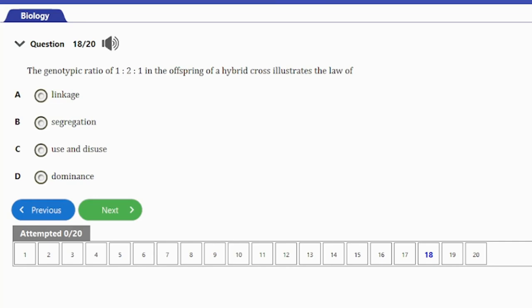It says the genotypic ratio of 1:2:1 in the offspring of a hybrid cross illustrates the law of A, linkage, B, segregation, C, use and disuse, D, dominance. So guys, the answer to this question is option B, and that's segregation. And that's Mendel's law, and the law states that during the formation of reproductive cells, that's gametes, pairs of hereditary traits for a specific trait separate so that offspring receive one factor from each parent. So that's it for that question.